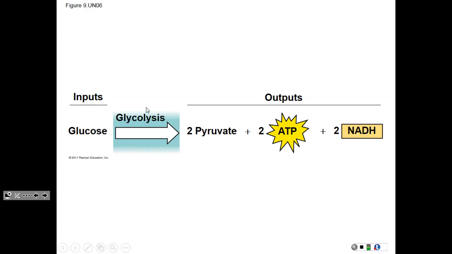Remember, this process, that arrow symbolizes a process. It's a process that's a 10-step process. There's an enzyme that catalyzes each step along the way. All 10 of those enzymes reside in the cytoplasm of eukaryotic cells. That's the compartment or the region of the cell where this business of glycolysis takes place.